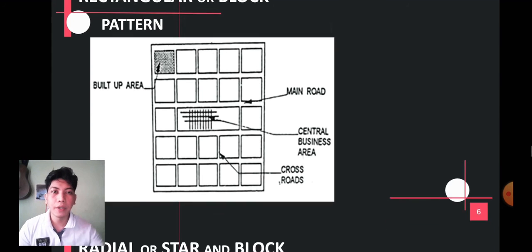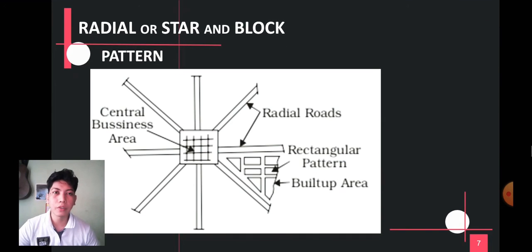So the next pattern is the radial or star and block pattern. Before we talk about these various radial patterns, let's first define a radial pattern. A radial pattern in this type of pattern is the network of roads in the form of circles emanating from the center of the area, and the paradigm of radial pattern can be found in the Federal B area of Karachi.